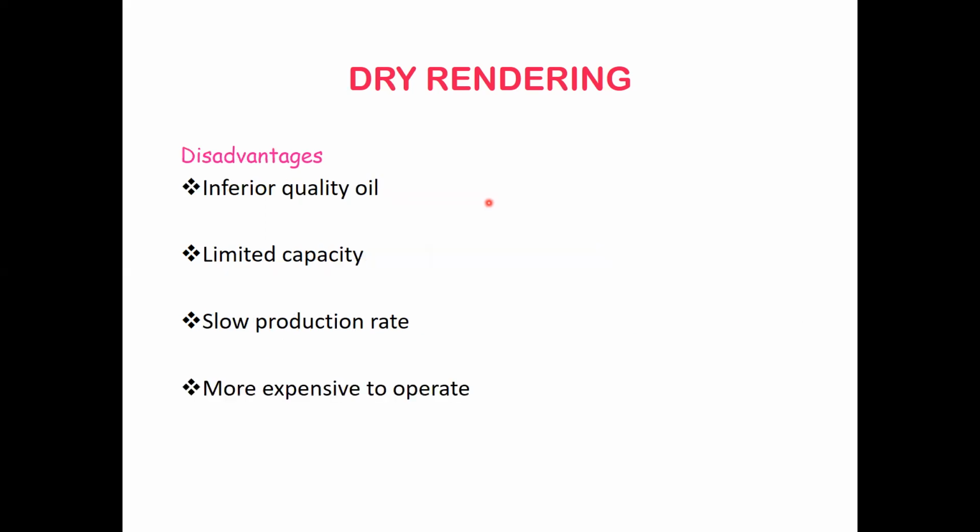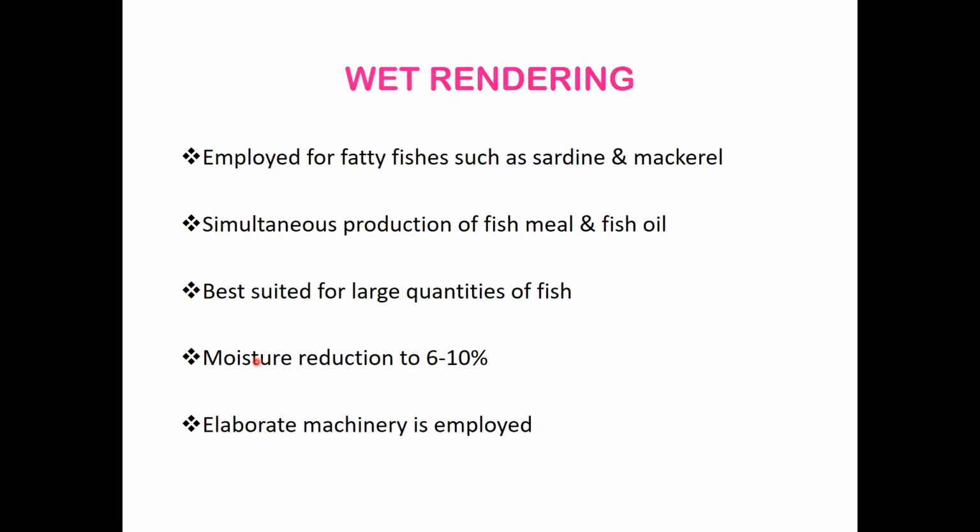What are the disadvantages? Here we may get inferior quality of oil, because the fish we are using here is non-oily, non-fatty in nature. It is a lean fish, not a fatty fish. That's why the quality of the oil will not be good, because we are applying different processing parameters. Then limited capacity, slow production rate, and it is more expensive to operate. So operational cost is expensive here, and the production rate is also slow. So this is about dry rendering.